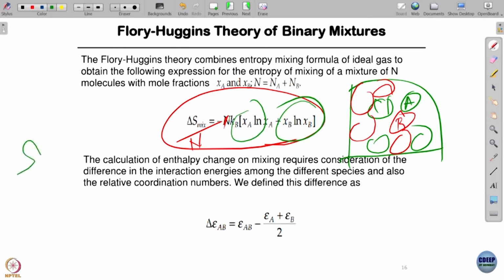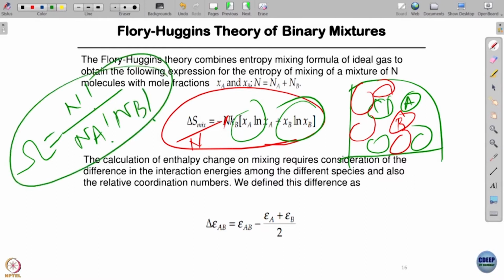You calculate the Boltzmann omega, the number of ways, as N factorial by N_A factorial by N_B factorial. That is why the lattice is useful. So N is the number of lattice sites and you are putting A and B together. It is very useful to get that. So, this is the entropy of mixing.